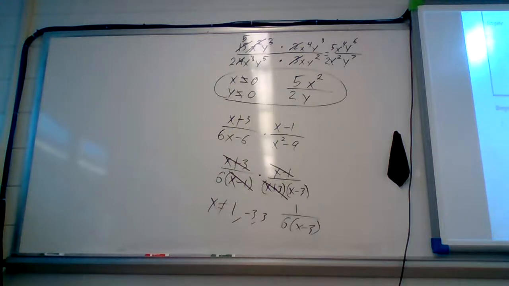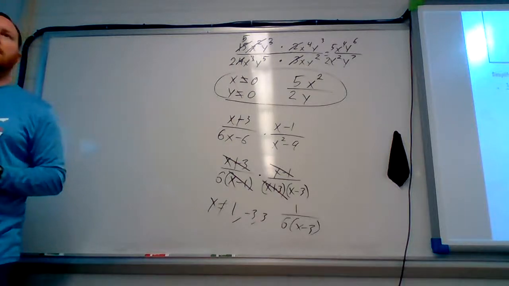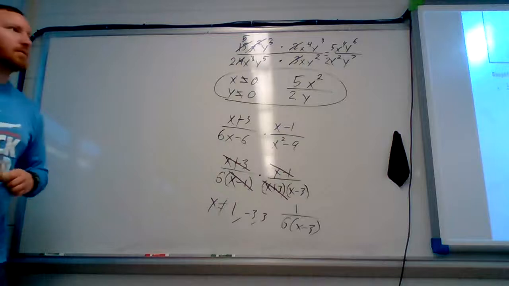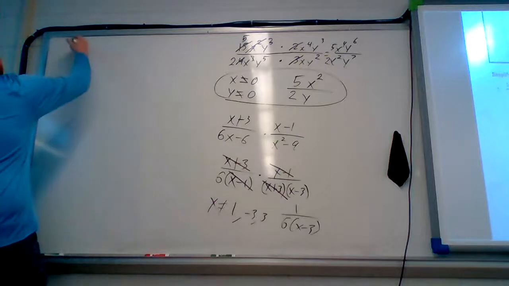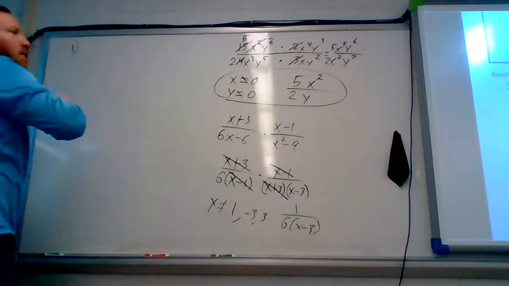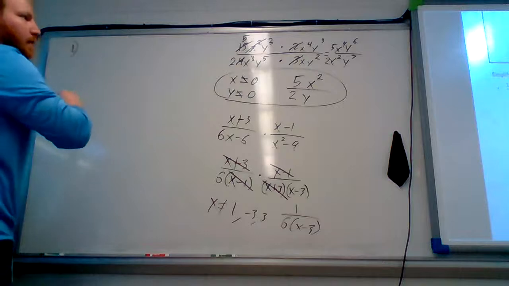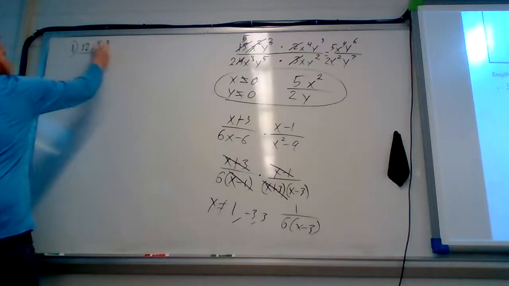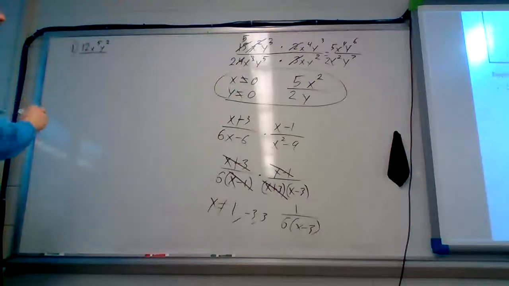Do you want to do 1, 2, or 3 on the bottom? Number 1. We got 12x to the 5th, 6 squared.